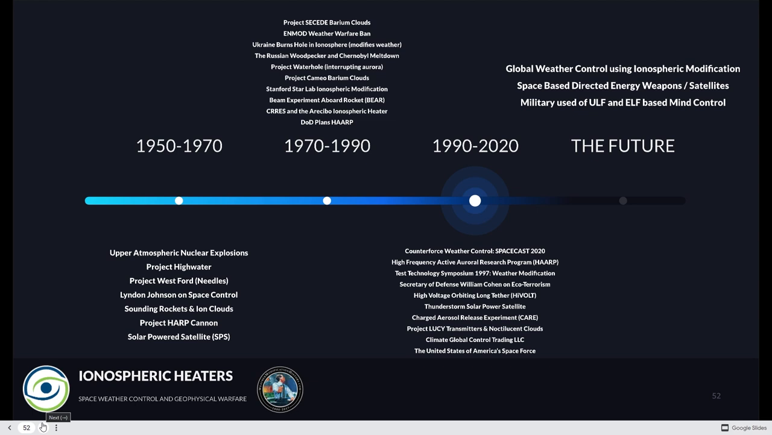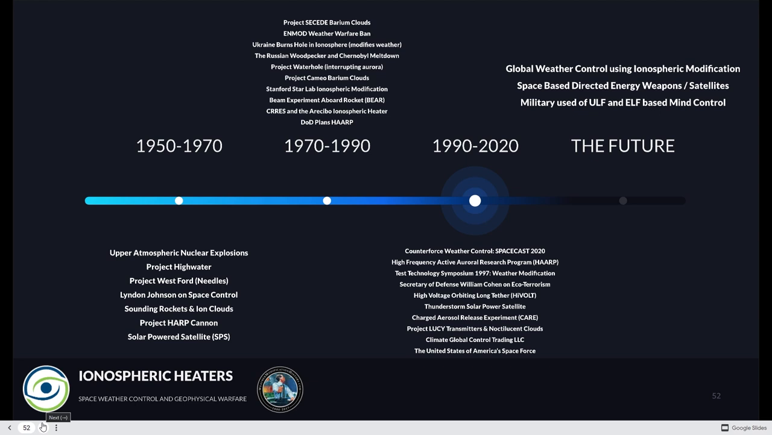The High Frequency Active Auroral Research Program was built and at full power by 2006. Test Technology Symposium 1997, weather modification, in which not only did they talk about the creation of artificial cirrus clouds, creating chemtrails, they mentioned HAARP by name in it. Secretary of Defense William Cohen on eco-terrorism, the High Voltage Orbiting Long Tether or HIVOLT experiment, the Thunderstorm Solar-Powered Satellite by Dr. Bernard Eastland, the same person who came up with many of the patents for ARCO that led to the creation of HAARP.